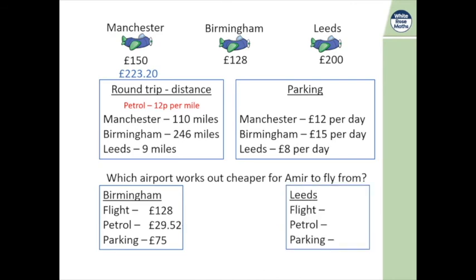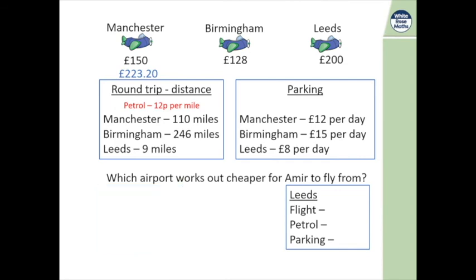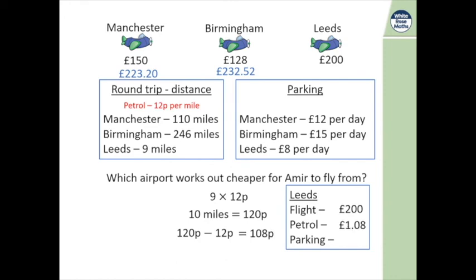OK, so now we need to work out how much it costs to fly from Leeds. The flight is £200. It's a 9-mile round trip from Amir's house, so we need to do 9 multiplied by 12 pence to work out the cost of petrol. Well, if 1 mile is 12 pence, then 10 miles is 120 pence. If I know this, then I can just subtract the cost of 1 mile from 10 miles. So 120 pence subtract 12 pence is 108 pence. It costs £1.08 in petrol.